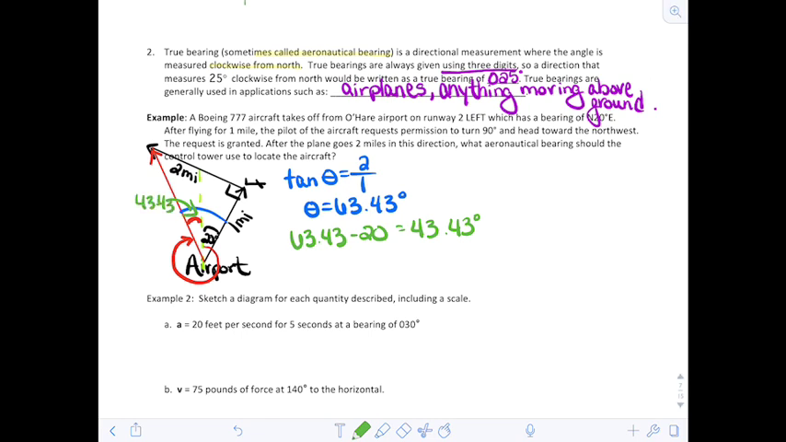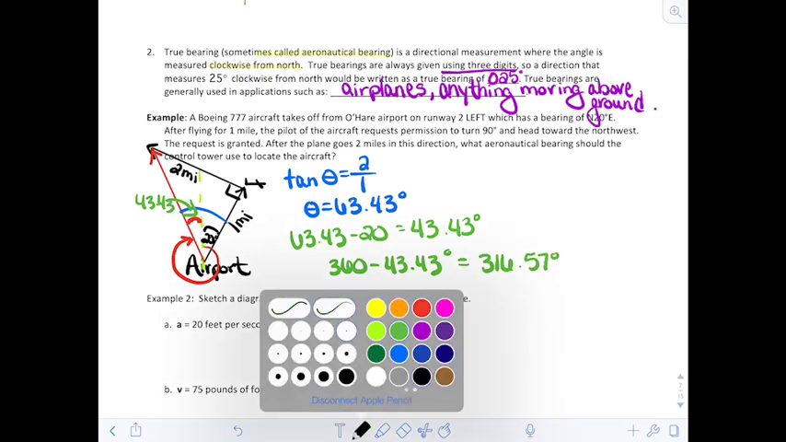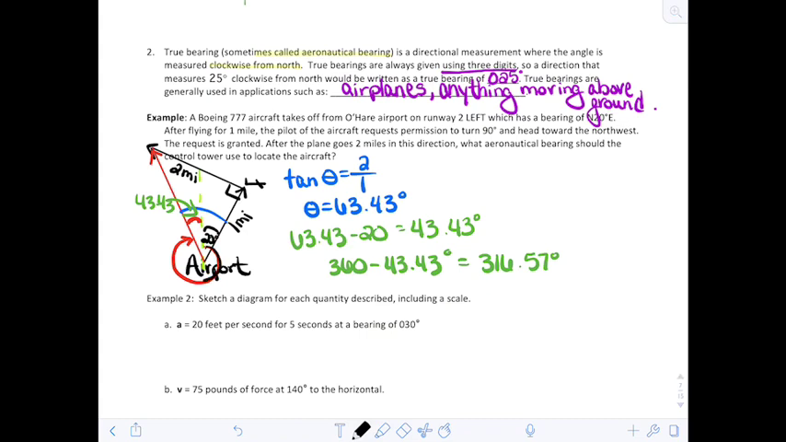So I could say that it was 43.43 degrees west of north, but if they want an aeronautical bearing, I'm going to take 360 degrees and subtract 43.43. And that gives me 316.57 degrees. So the aeronautical bearing all the way around from the north line is 316.57. Okay, so those are the two different kinds of bearings.